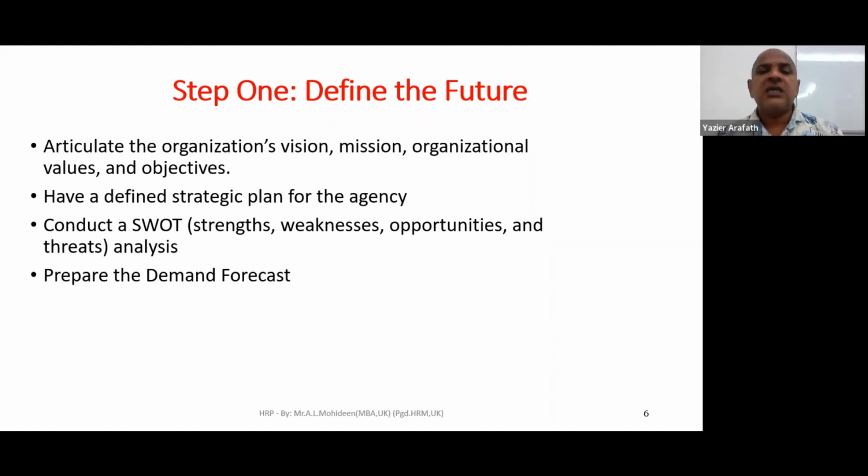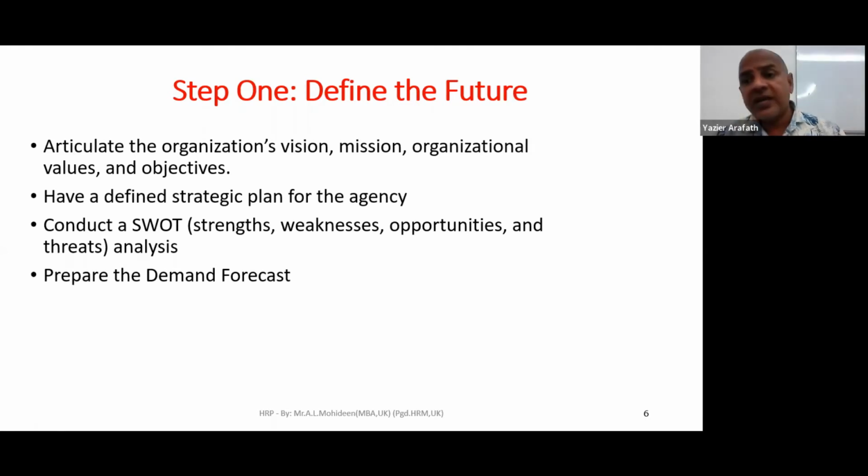And conduct a SWOT analysis, which is also very important. What is the strength of the workforce, the weakness of the workforce, the opportunities, and the threats? These things should be considered. And also prepare a demand forecast. What is the demand we have? All these things should be defined at the beginning. Once the organization defines them, only then can they plan things. So this is the first thing to be addressed. Defining the future is the first step.